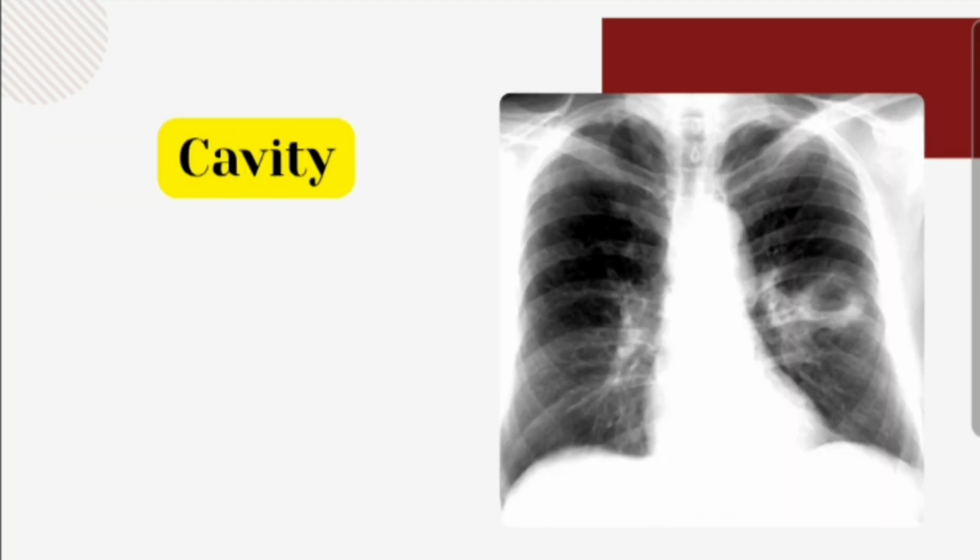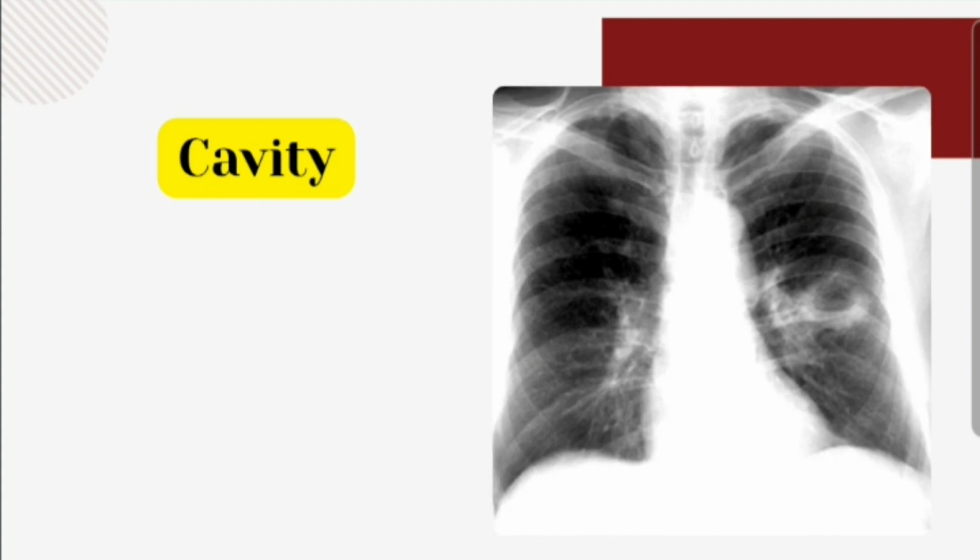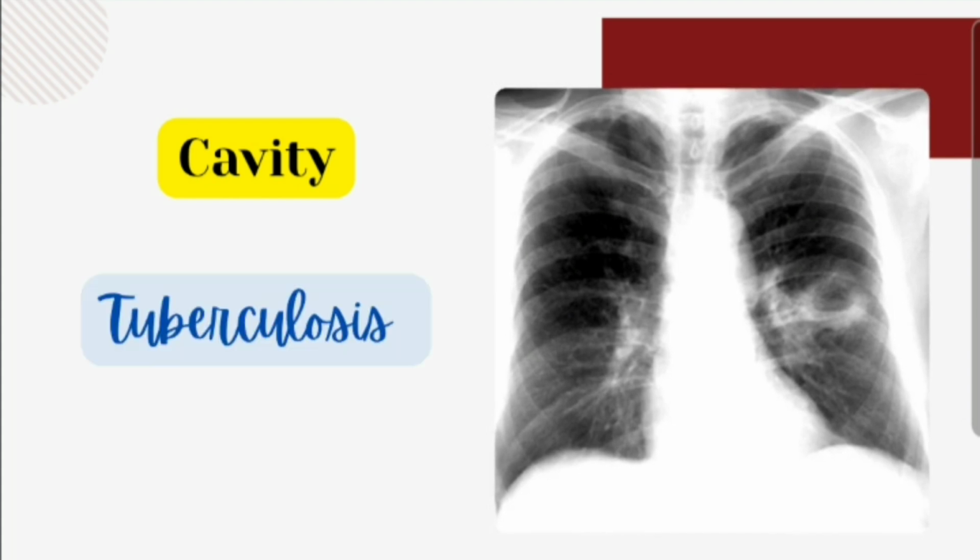Cavity in the lung can be visible as a well-defined round cavity. Its most common cause is tuberculosis.